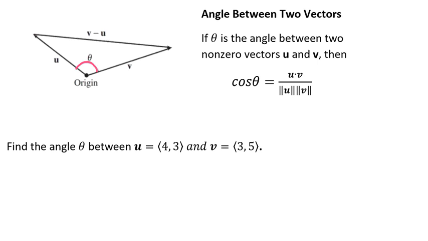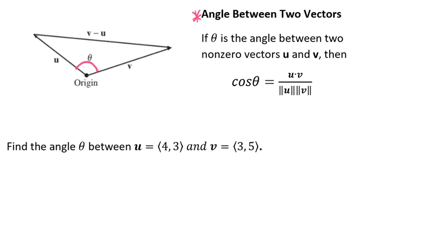So here, if we're looking for the angle between two vectors, if theta is the angle between two non-zero vectors, let's say u and v, then the cosine of theta is the vector u times the vector v divided by the magnitude of u times the magnitude of v. Let's go ahead and let's try this.